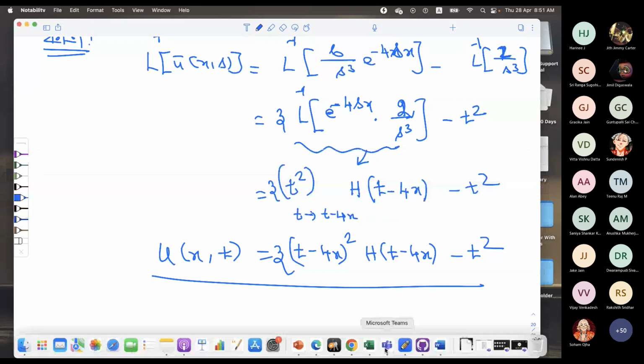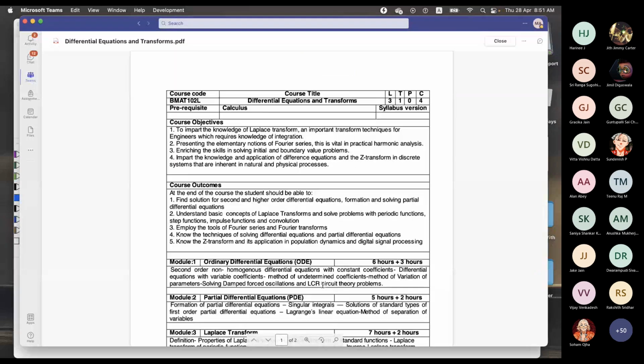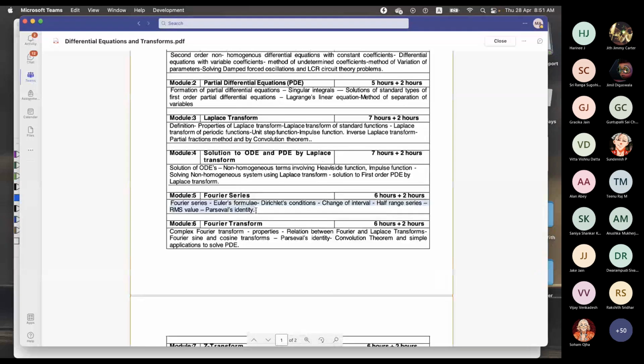This material I will share. The only thing we have to discuss in tomorrow's class is the Fourier series and Euler's formula, Dirichlet conditions, and the change of interval. Don't worry about it, I will come up with the material like in our previous class.